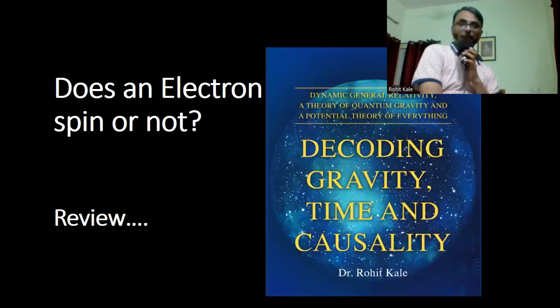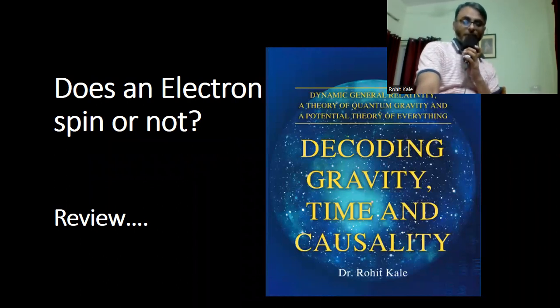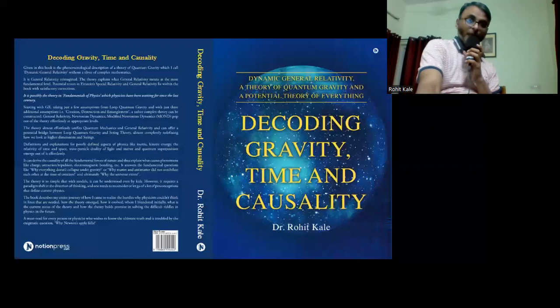There was unfortunately some technical glitch because of which we couldn't finish it. So in that particular video, some questions remained unanswered, and I couldn't finish that video. But that was a good thing because it was becoming too long a video. So now we are going to continue the same video, and we are going to basically ask this question: does an electron spin or not? Or maybe try to answer this question.